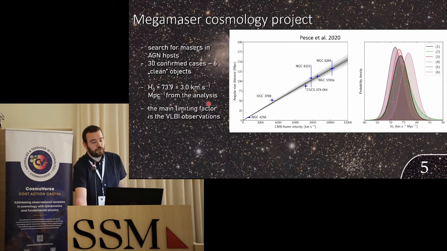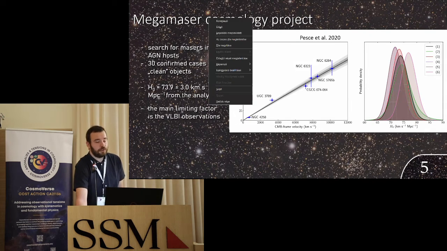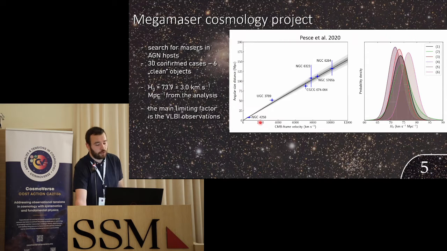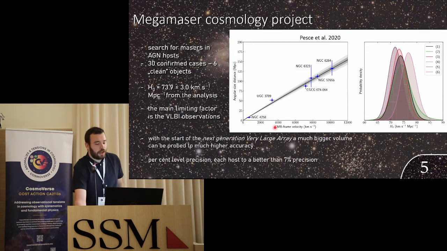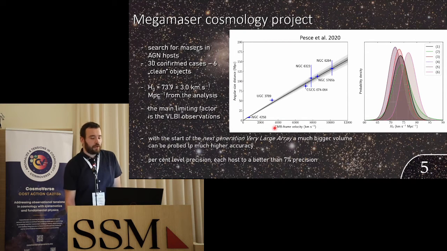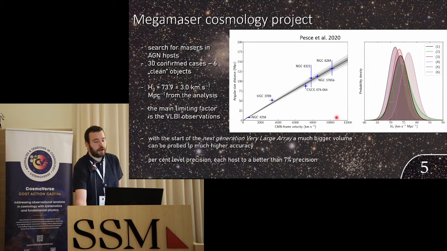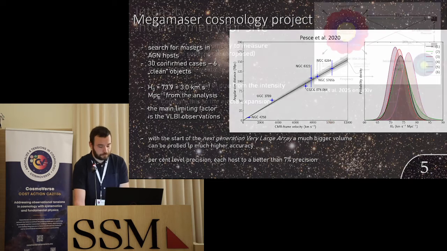The main limiting factor today is the VLBI observations. So with more observations, we could go down to higher precision. And they note that with the start of the next generation Very Large Array, a much bigger volume will be probed in the future, and this will allow us to increase the maser sample quite substantially and go down to much higher accuracies. So they say that with the start of ngVLA, we will be able to go down to percent level precision independently of the distance ladder.